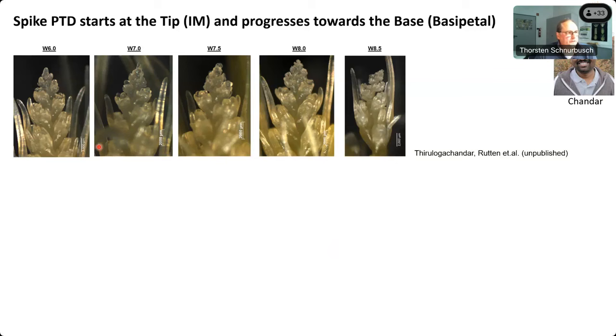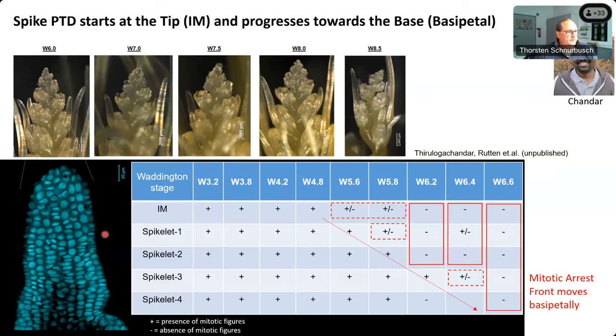Anyway, Chanda, in collaboration with another scientist from IPK here, Twan Rutten, looked into these different stages of development, as you can see here, and tried to count the numbers of mitotically active cells within this dome of the apical meristem. You can see here some cells which are in an active cell dividing state, and this suggests that at this particular stage the meristem is still actively dividing, because you can still find dividing cells. They then counted how many dividing cells they see at each particular stage, and found that from, for example, around Waddington 5 to 6, much of the mitotic activity within this dome is starting to stop.